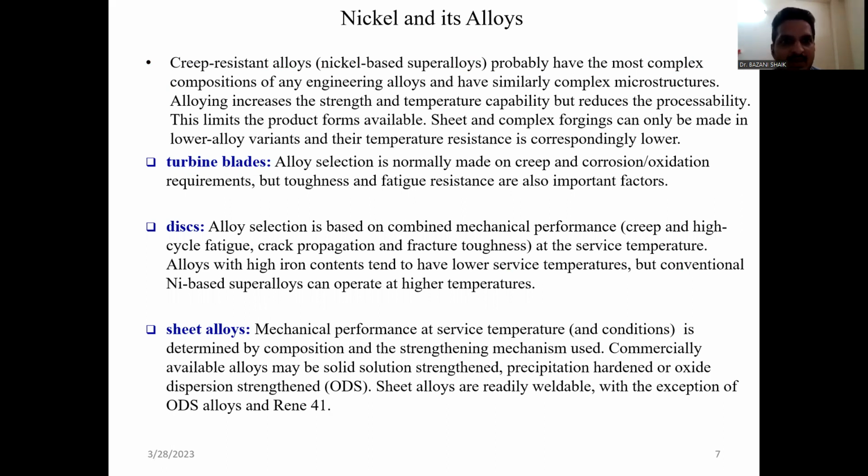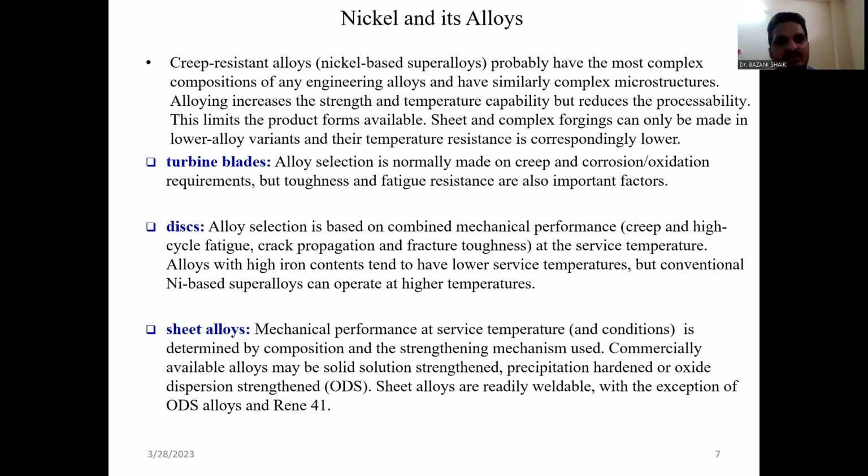The applications are turbine blades. In turbine blades, alloy selection is normally made on creep and corrosion oxidation requirements, but toughness and fatigue resistance are also important factors. And coming to discs, alloy selection is based on the combined mechanical performance: creep and high cycle fatigue, crack propagation and fracture toughness.